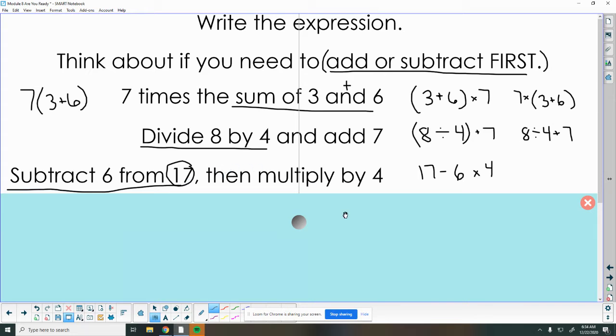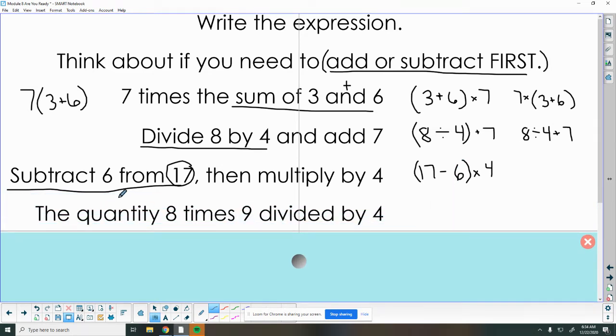So in order for us to subtract first, what do we need to put around that subtraction problem? So we need to put parentheses around that subtraction problem to make sure that we do that first. Otherwise, we would have to do 6 times 4 first. So if we want to group these together and say this is part of the problem that we need to do, we've got to put those parentheses there.